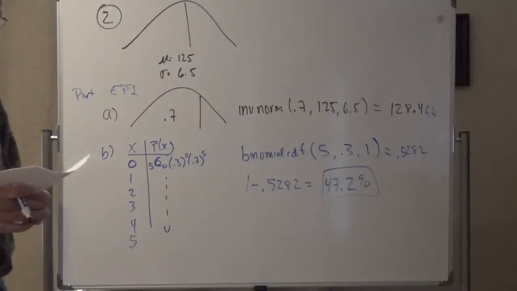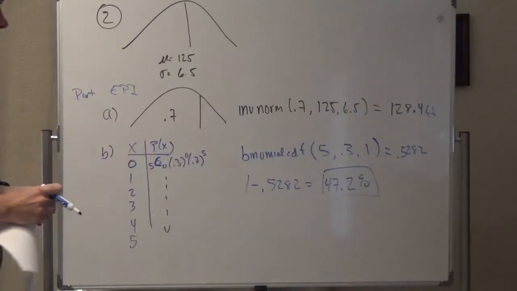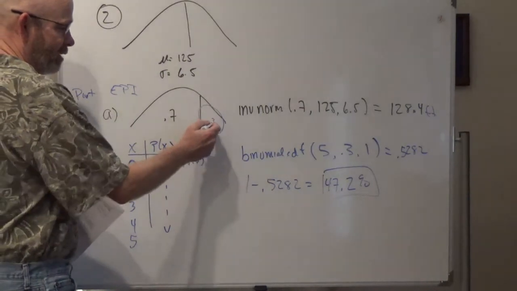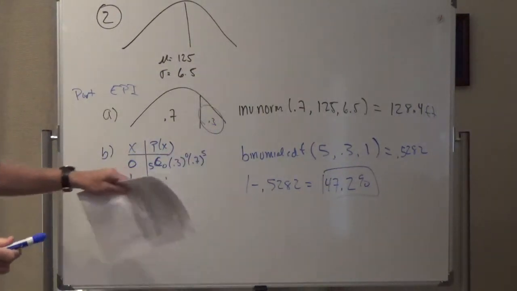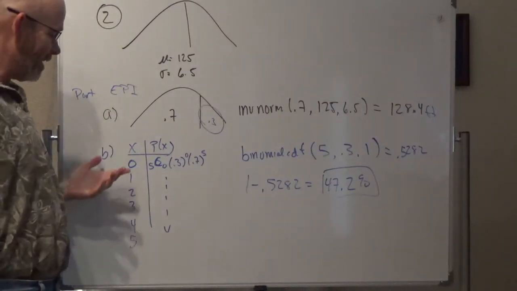Second question says, what's the probability at least 2 out of 5 cars will stop at a distance that's greater than that? So the probability that any one car stops greater than that is 0.3. So that's kind of like your probability of success is 0.3. So there are 2 ways to do this problem. One is to list out all the possibilities. I didn't really do that here.